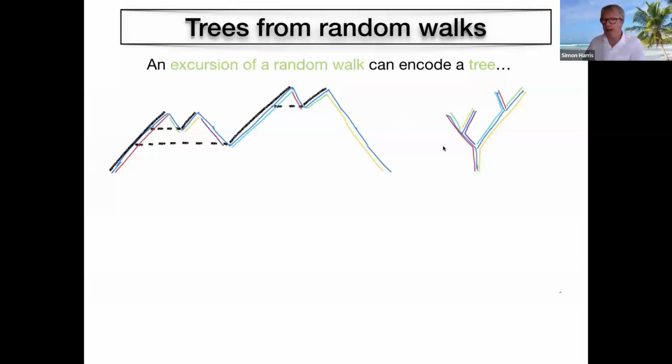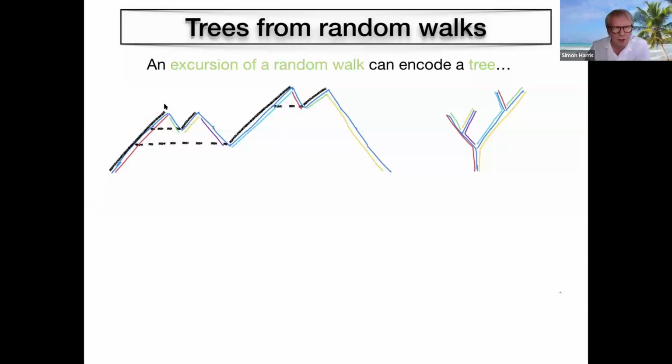And so given a tree, I can produce this contour function, which looks like an excursion of a random walk. It's a very nice link. So a tree can be identified with the random walk, but it works both ways. If I give you the random walk, actually, how do I get the tree?